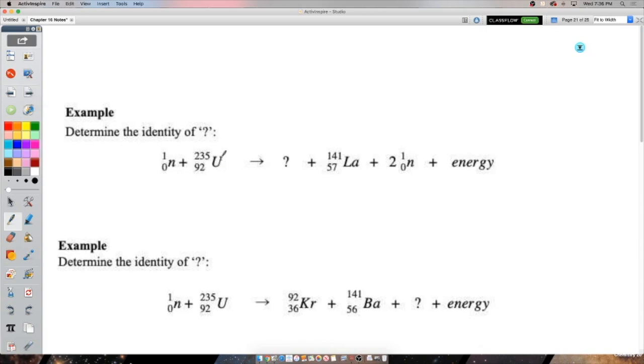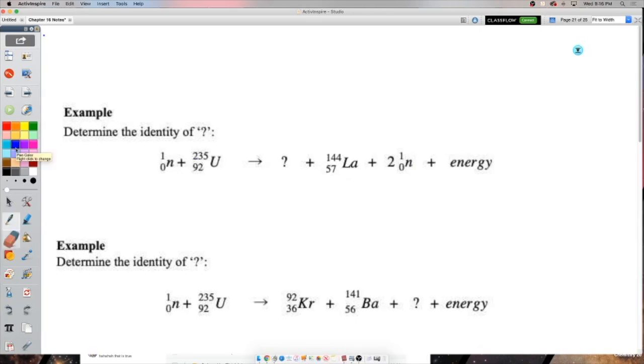It's just now, instead of having something split apart, decay into something spontaneously, we're going to bombard it with a neutron, and that can induce fission. So determine the identity of question mark. How would you do this? Same old physics principles, okay? So we essentially just need to make sure that all the nucleons and charge before is equal to all the nucleons and charge after, right? This side needs to be the same as this side in A and in Z.